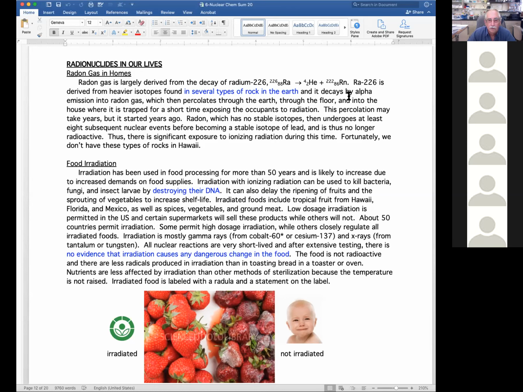So they actually have radon gas detectors that you can buy. I noticed that one time in Costco they were selling them, but in Hawaii we don't have that kind of ground underneath us, so we don't have to worry about it. Especially on the East Coast, though, you have to worry about that stuff.